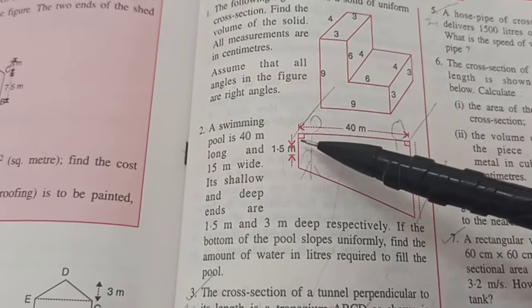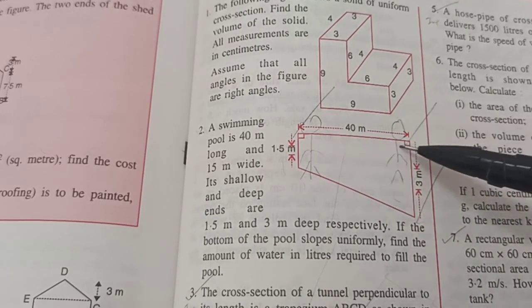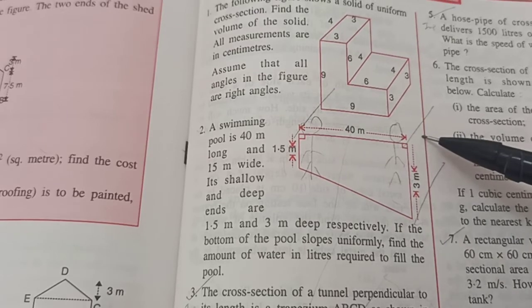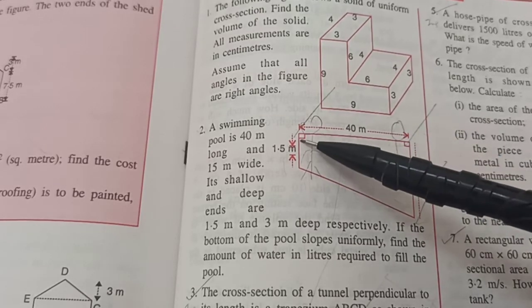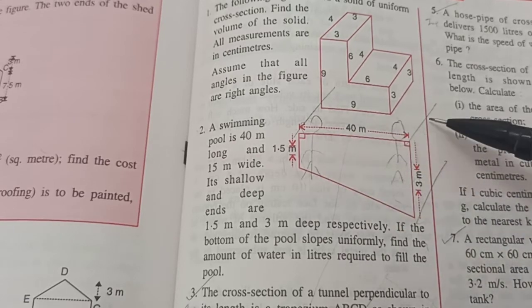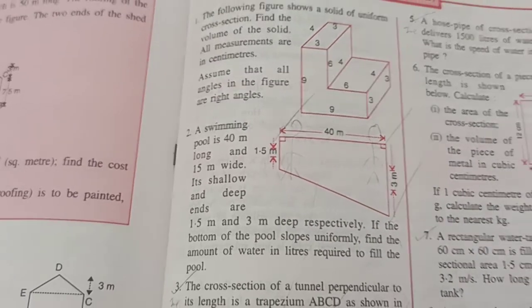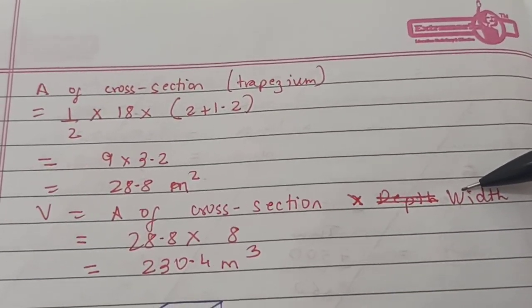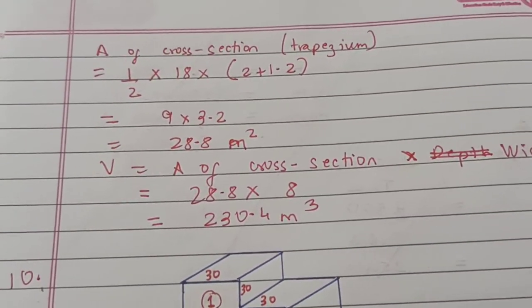If you wanted to find the area of this trapezium, it would be half into 40, which is the distance between the two parallel sides, which I call the height, multiplied by, in brackets, 1.5 plus 3, which are the two parallel sides. So we find the area of the trapezium, and if you multiply it with the width, you get the volume, and that's how the sum is done.